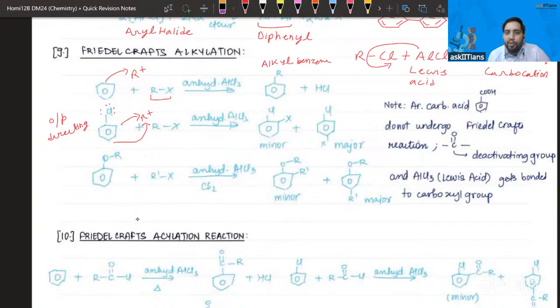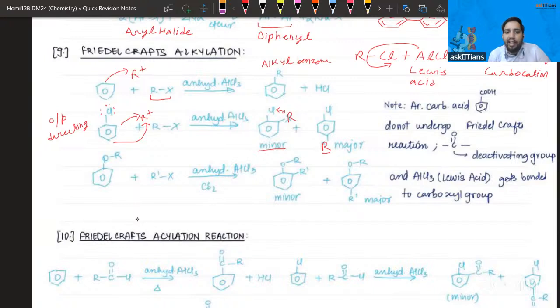So here we are going to get two products. One product is going to be ortho substituted. This is R, not X. This is going to be R as well. So the ortho product and the para product. The ortho product is the minor product and the para product is the major product. Ortho is minor because of steric hindrance, and para is major because of less steric hindrance.